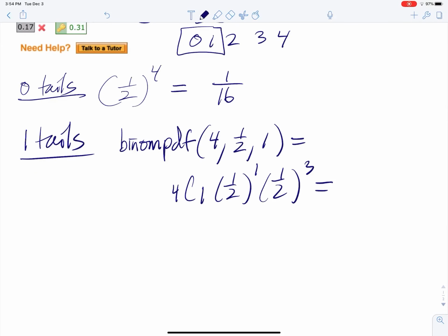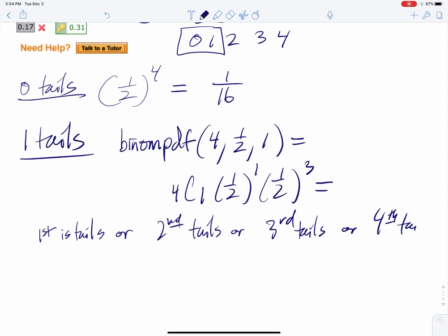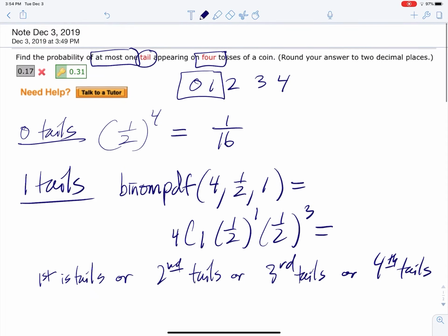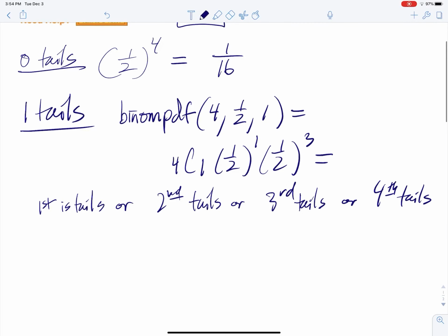Another way to think about it is that the first one is tails, or the second tails, or third tails, or the fourth tails. So for 1 tail, it's either the first, the second, the third, or the fourth. If it's the first, that means it's 1/2 for that tail, then the other 3 are all heads, plus the second being tails, and so on. It's heads, tails, heads, heads.